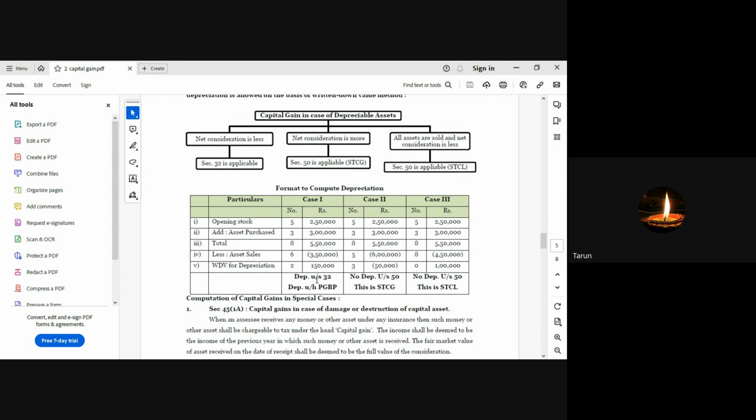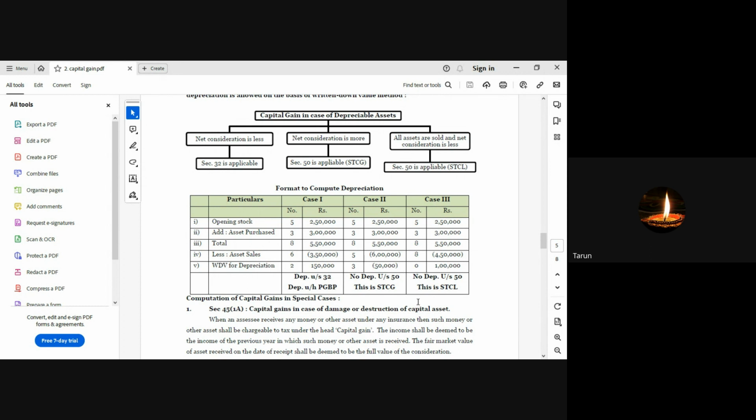Any doubts in this? No doubt. In case second and third, if you get the depreciation value using the written down value method in negative value, it's a gain, short term capital gain. If it is positive value, it's a loss when it comes to the depreciation concept, right?